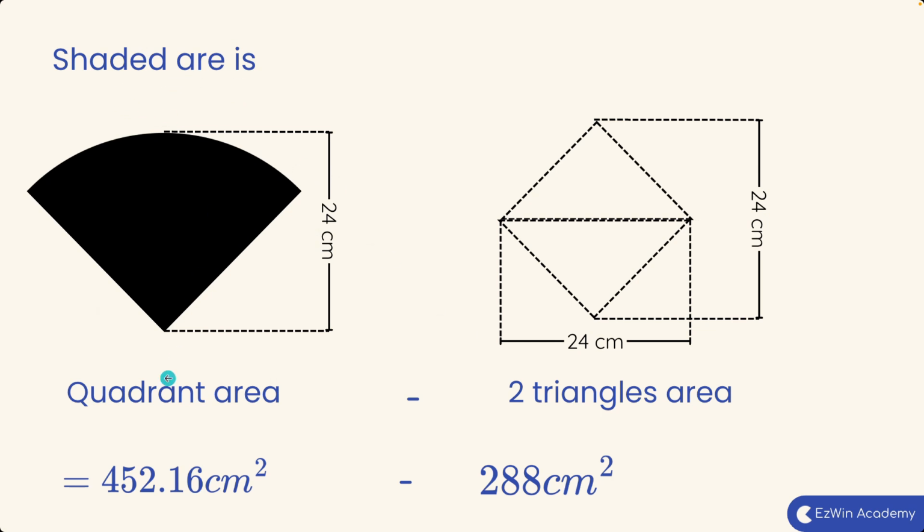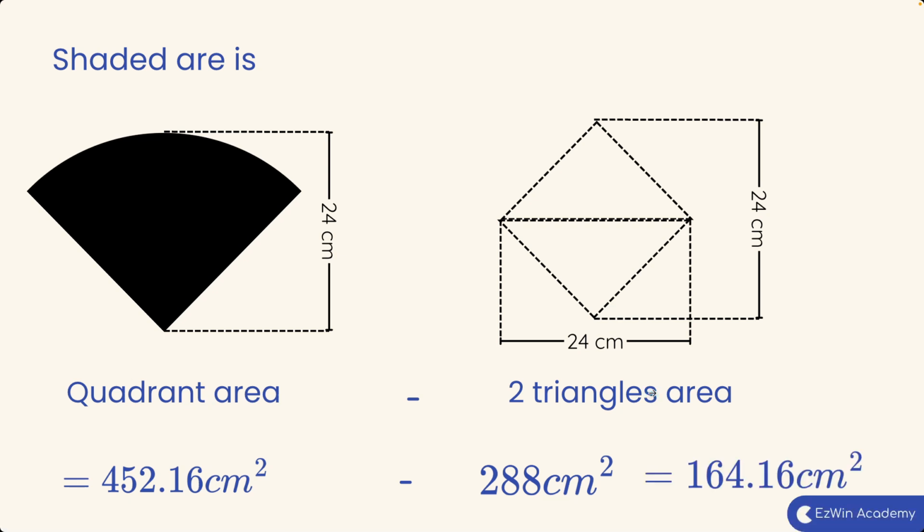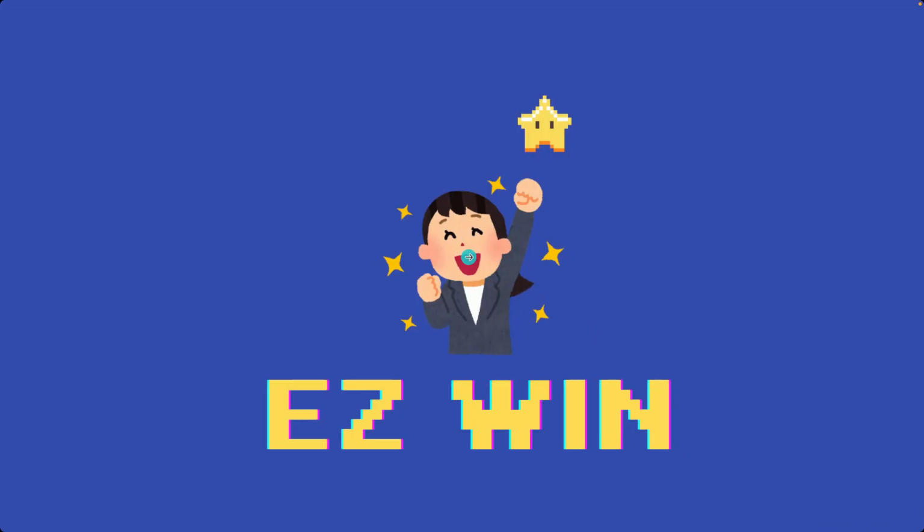Then the shaded area will be the quadrant area minus the two triangles' area, which is 452.16 centimeters square minus 288 centimeters square. And this gives us 164.16 centimeters square. And that is an easy win.